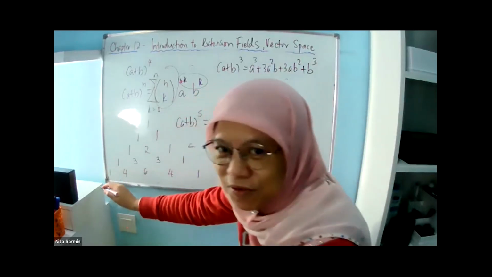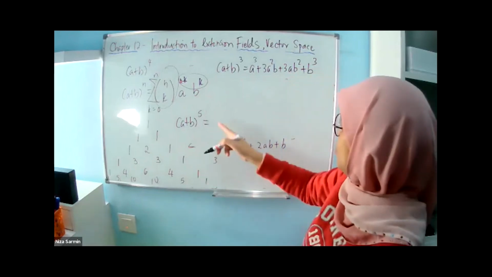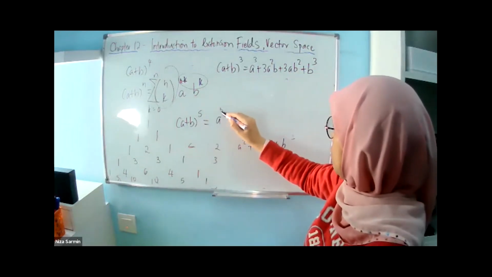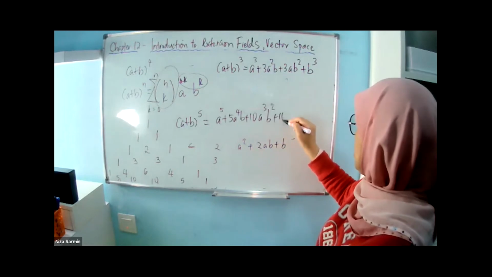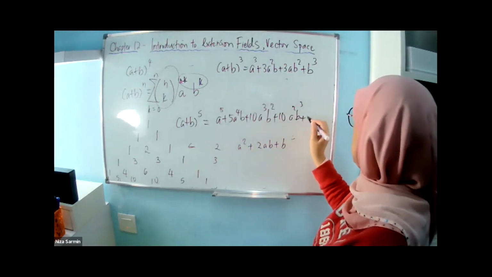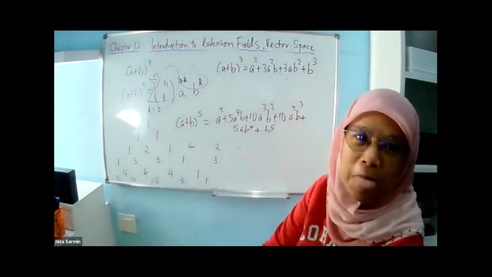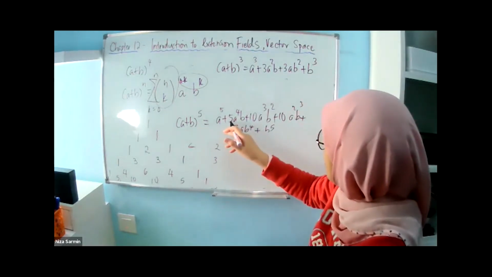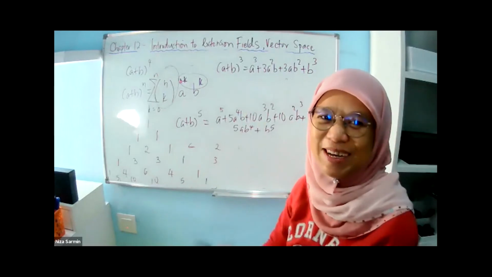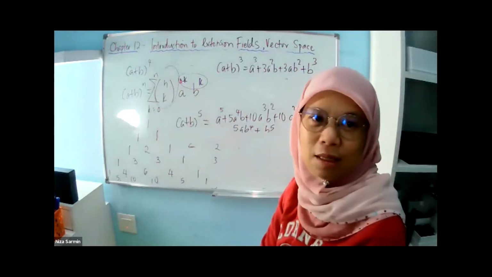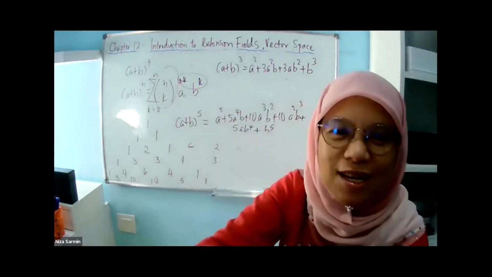1, I don't have enough whiteboard. 5, 10, 10, 5, 1. So if people give you this, you can just say, a to the 5 plus 5a to the 4 b plus 10a cubed b squared plus 10a squared b cubed plus 5ab to the 4 plus b to the 5. Right? And you don't want to do this Pascal triangle like 20 times. If I ask about 20, you can do it using the combinatorial formula. So that is how I got this quickly. Okay, that is not group theory 2.